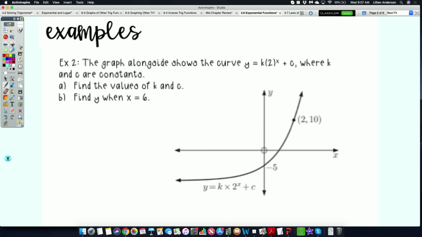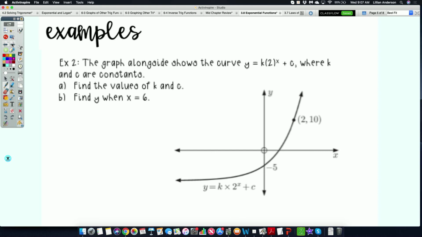So let's get to some examples. These are very similar to the types of problems that you're going to get in IB. It says the graph alongside shows the curve of y equals k times 2 to the x plus c, where k and c are constants. We're asked to find the value of k and the value of c, and then once we find those, we want to find what the value of y is when x is 6.